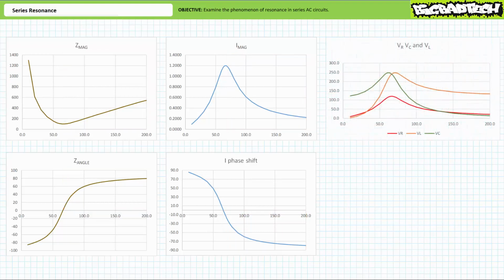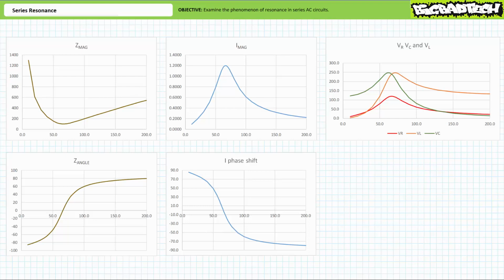Let's now examine voltage magnitude across each component as a function of frequency, starting with the resistive component in red. This plot is pretty easy to explain. Given resistance is fixed, and we've previously demonstrated that current varies as a function of frequency, the voltage across the resistor as a function of frequency is almost identical to the plot of current magnitude as a function of frequency. Voltage across the resistor peaks at the resonant frequency.